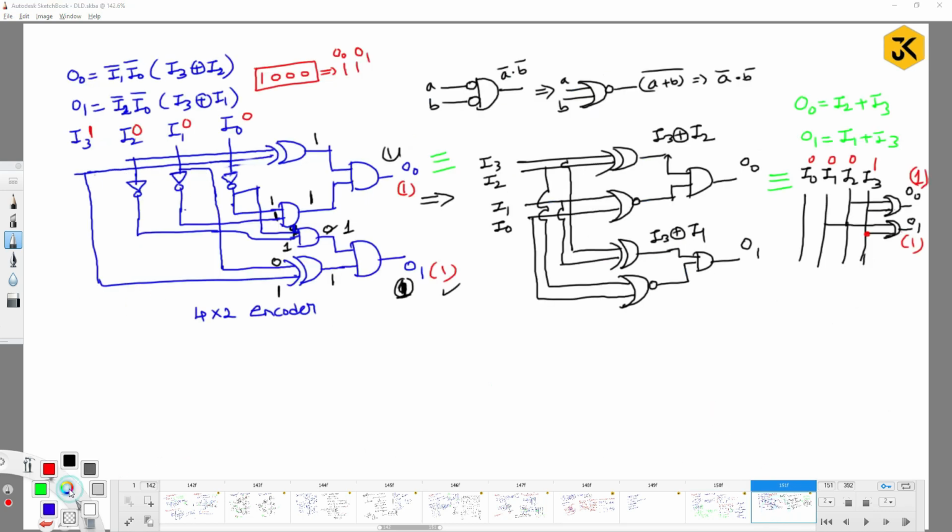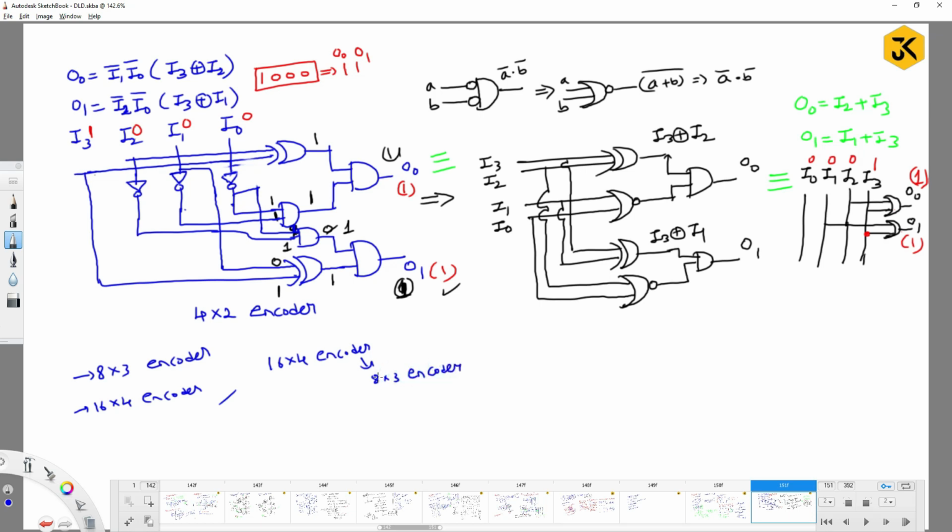Okay. So guys, basically this is the working procedure of a 4x2 encoder. Similarly, you can go with the construction of an 8x3 encoder or a 16x4 encoder like that. And we can also implement a larger encoder, that is a 16x4 encoder, with the help of 8x3 encoders. Similarly, we can do many more such combinations.